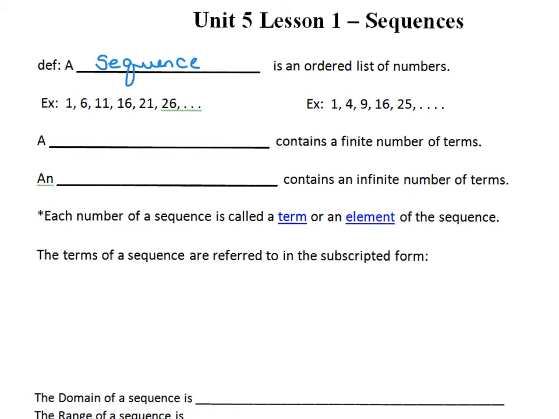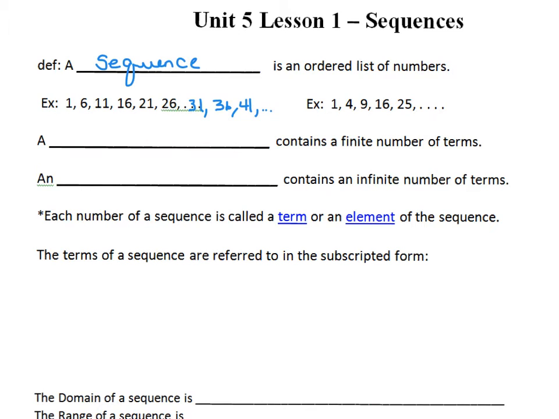The first example that I've shown you, 1, 6, 11, 16, 21, 26. You should notice that there's a pattern to this sequence. Now, not all sequences have patterns, but this one happens to have a pattern. Do you notice it? I can add 5 to get the next terms. So, for example, if my last term that I've written down is 26, my next term is going to be 31, 36, 41, and so on.